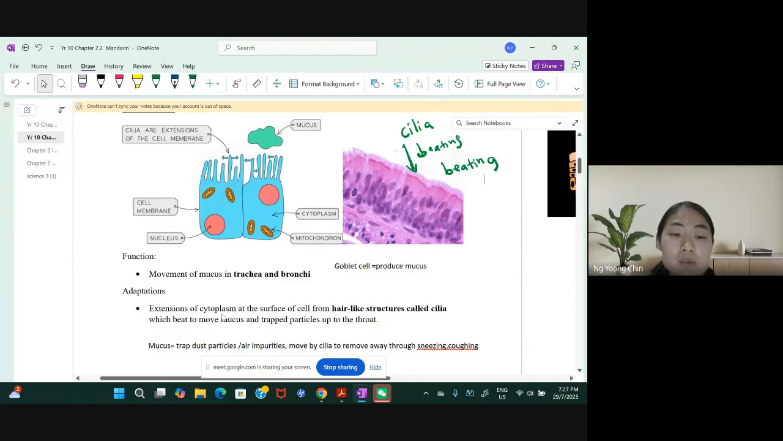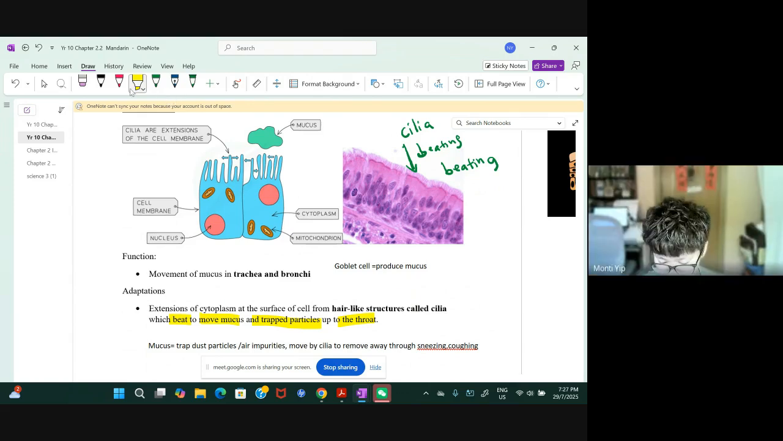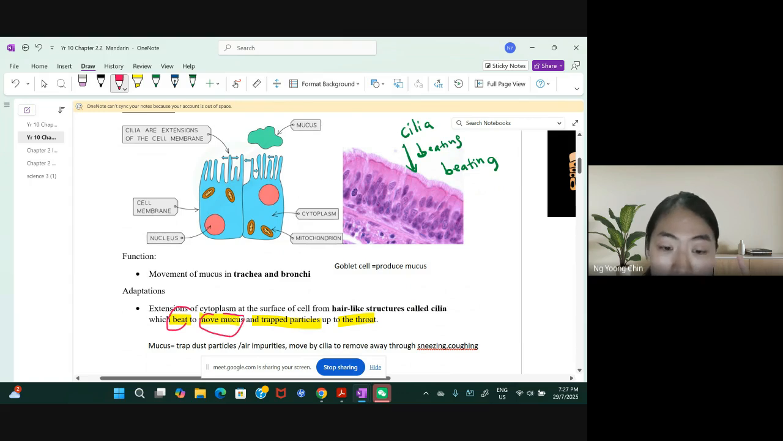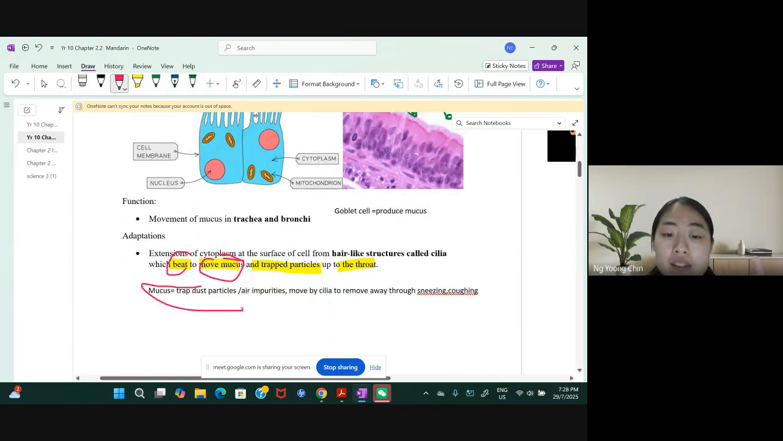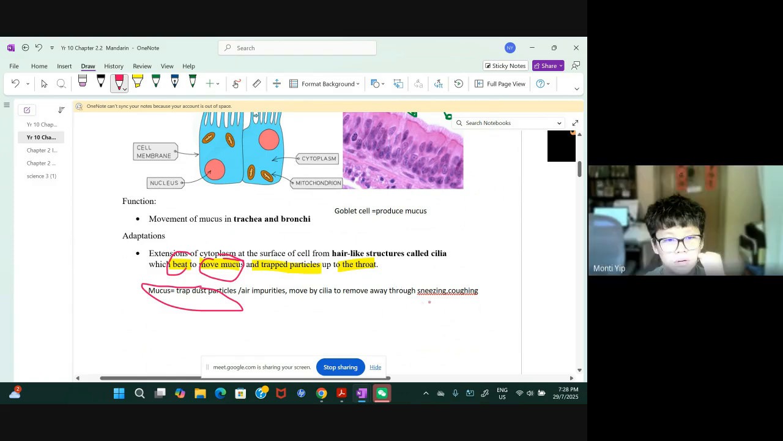The ciliated cell is the extension of the cytoplasm at the surface of the cell, from the hair-like structure called the cilia. So they will beat, see this one, beat to move the mucus and trap the particle up to the throat. How do they trap the particle? They trap the particle by using the mucus. So just remember that the function of cilia is to move the mucus. The cilia beat to move the mucus. The mucus traps the dust particles to be removed away through sneezing. That's all.